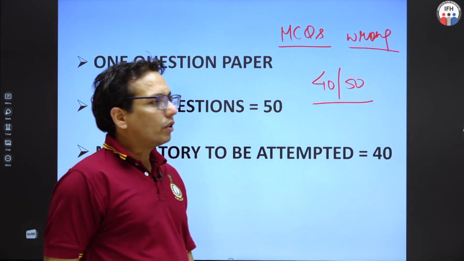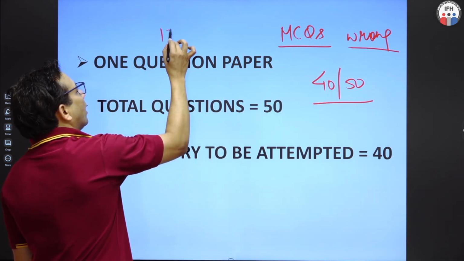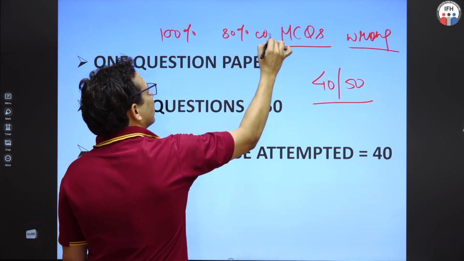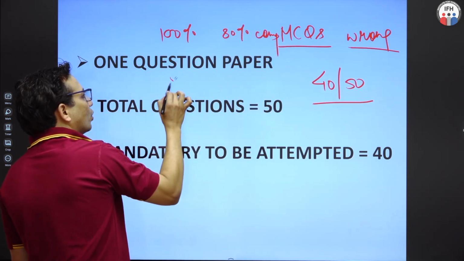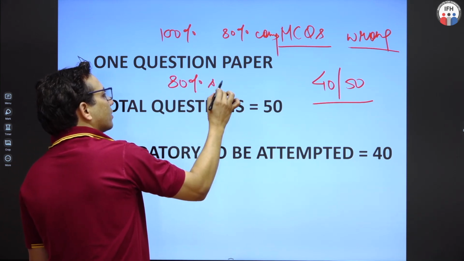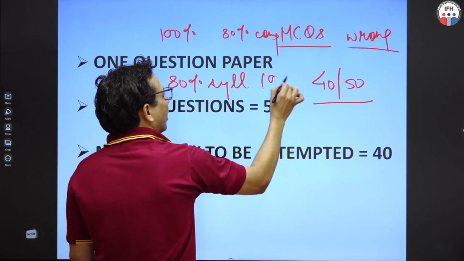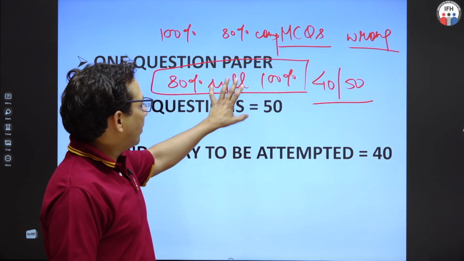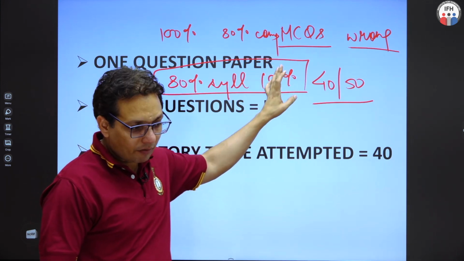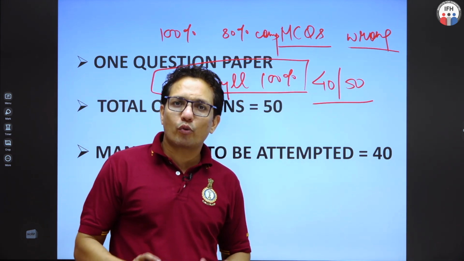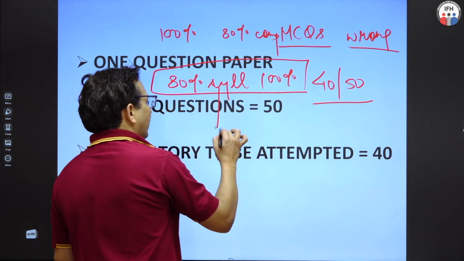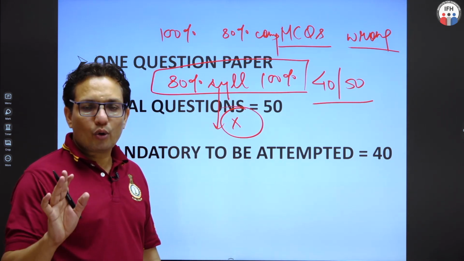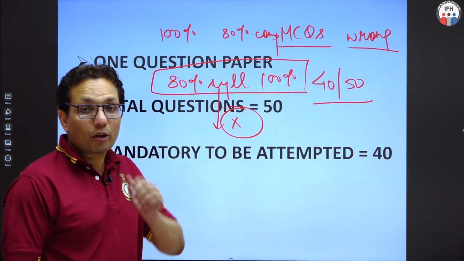So I would suggest that instead of doing 100% of the syllabus with 80% comprehensiveness, you do 80% of the syllabus with 100% comprehensiveness. If you are very, very sure about what you are doing, then it will not lead to wrong answers. And we don't have to get wrong answers, because it is MCQs.